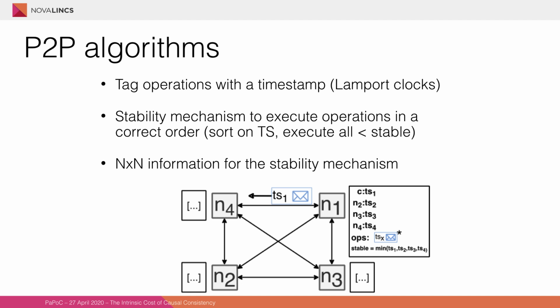to implement causal consistency. For example, we can tag operations with a timestamp using Lamport clocks and use a stability mechanism to execute operations. We'll sort operations on the associated timestamps and we execute operations that are marked as stable. Now the stability mechanism itself needs some form of information propagated among replicas, which typically leads to all replicas needing to store some information on every other replica.